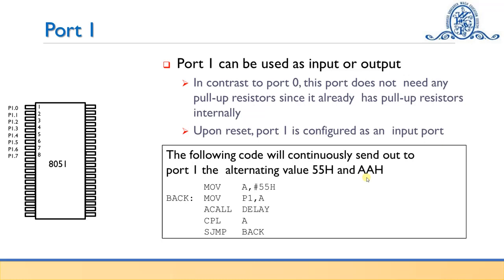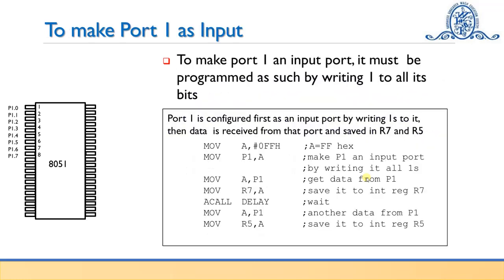Now coming to port 1 again, port 1 can be used as input or output. In contrast to port 0, this does not need any external pull-up resistor since it already has an internal pull-up resistor, and upon reset it is also configured as an input port. If I use a simple program which will continuously send 55H and AAH alternately to this port, this is a simple program which will do that. Now to make port 1 an input, I will have to do it by programming.